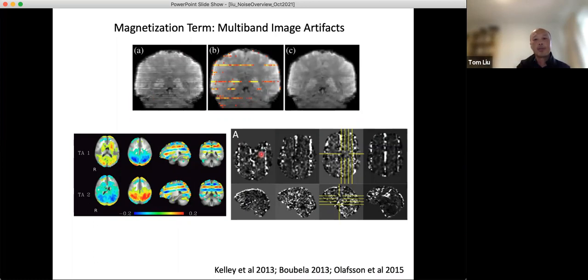And so one of the ways of identifying that is with multi-echo ICA. These are some examples of how that approach can be used to pick out components that are really modulation of the magnetization term and pull out these multiband artifacts.